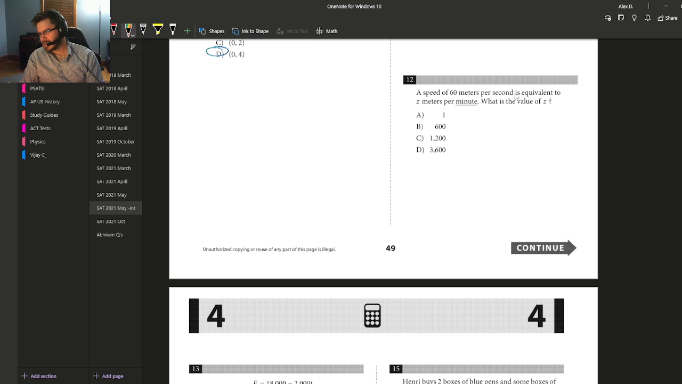Speed is 60 meters per second is equivalent to z meters per minute. So 60 meters per 1 second is equivalent to how many meters per minute? So to convert this to minutes, multiply by 60 seconds in 1 minute. So the seconds cancel, and 60 times 60 is 3,600.